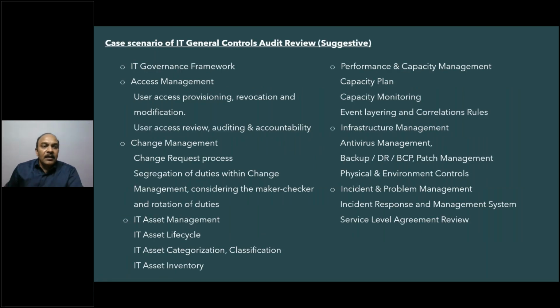Okay. Now we'll take a small case scenario in terms of ITGC. Also, we'll try to have one more case scenario in terms of the regular CBS as well. Now, I was mentioning what exactly is ITGC. This is, as I said, the mother of all.